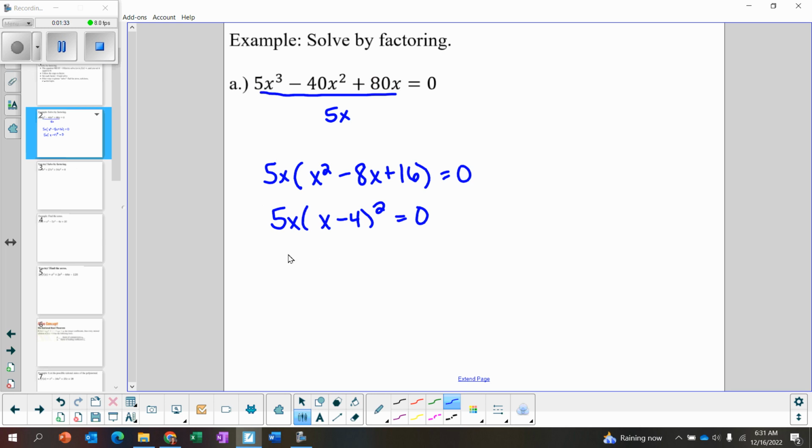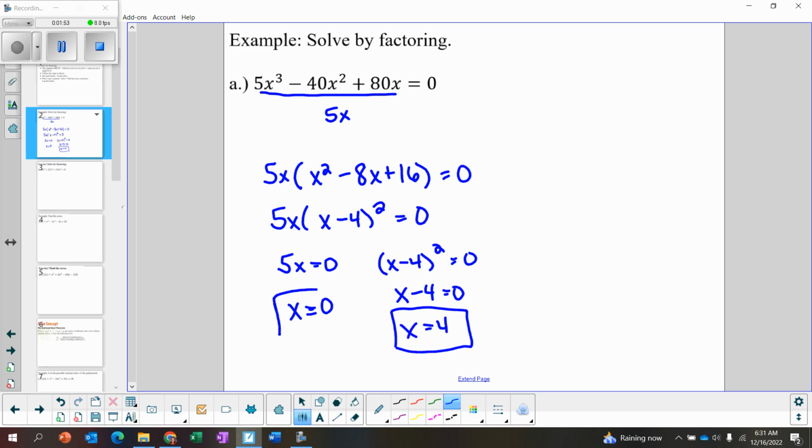Now I'm going to set each of these factors equal to 0. So 5x equals 0, and x minus 4 squared equals 0. Here when I divide by 5, x is 0. Here, I square root both sides, so x minus 4 equals 0, and add 4, x equals 4. So my solutions are x equals 0 and x equals 4, and x equals 4 is actually a repeated solution because it was a factor twice.